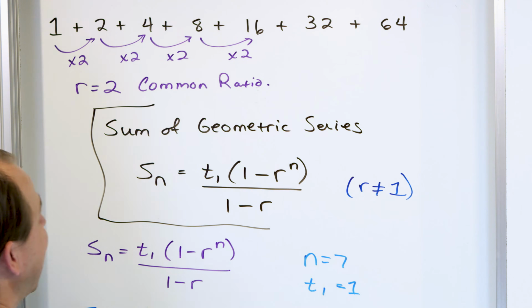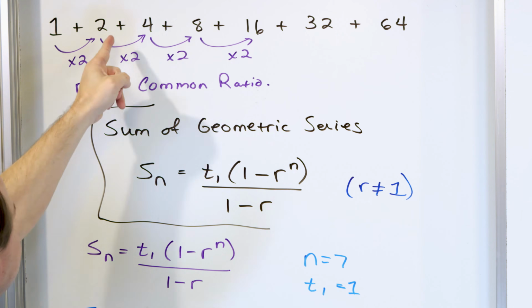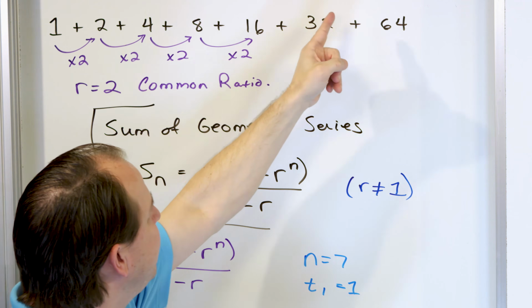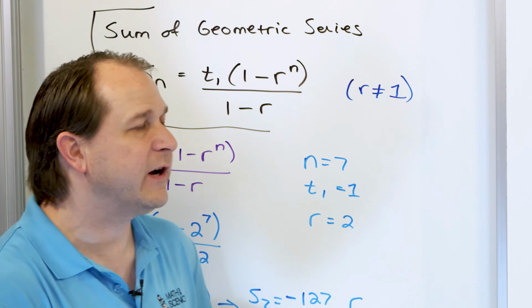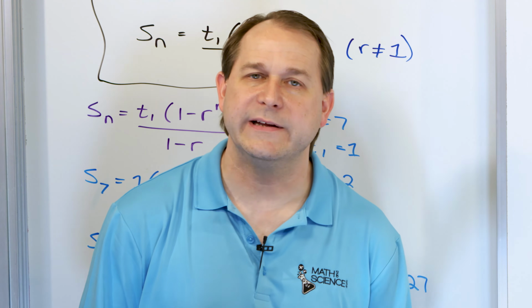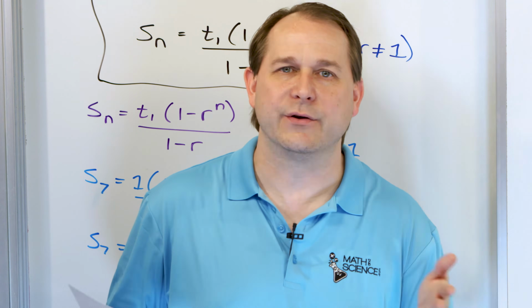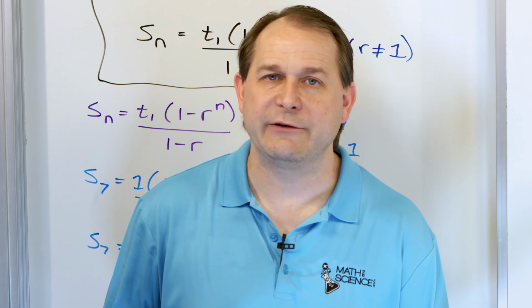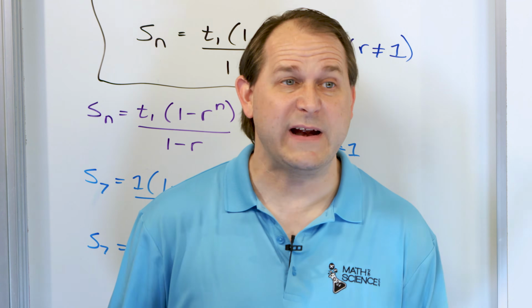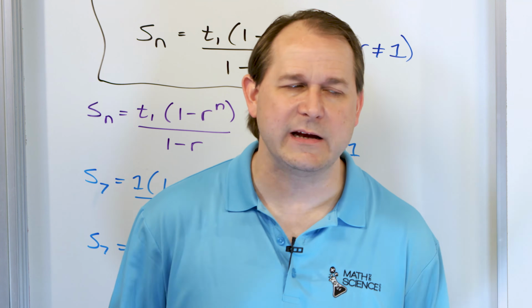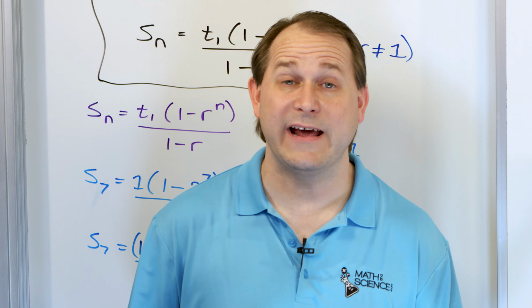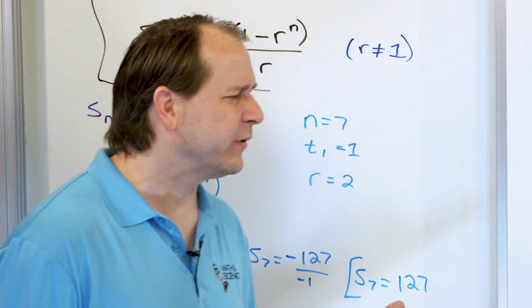And I encourage you to do that. Grab a calculator and say 1 plus 2 plus 4 plus 8 plus 16 plus 32 plus 64. You're going to figure out that that's exactly equal to 127. Now for a series with 7 terms, it's not a big deal to add them up. But what if this geometric series had 1,000 terms? What if it had 1,000,000 terms or 15 million terms? Adding them up, even with a computer, would take a long time, right?